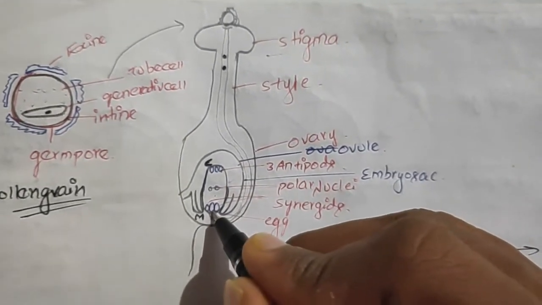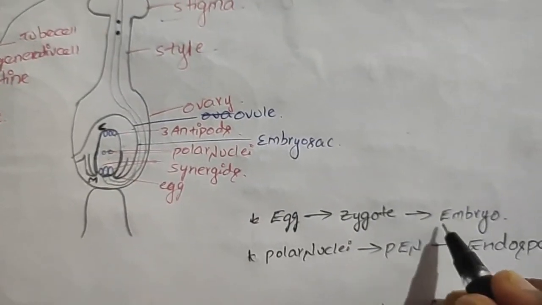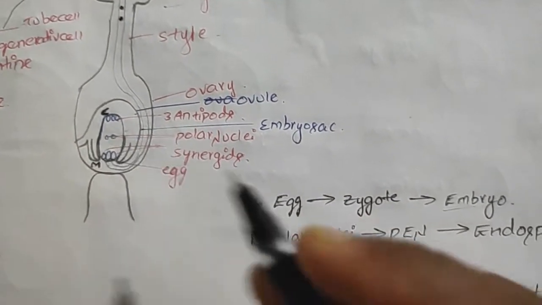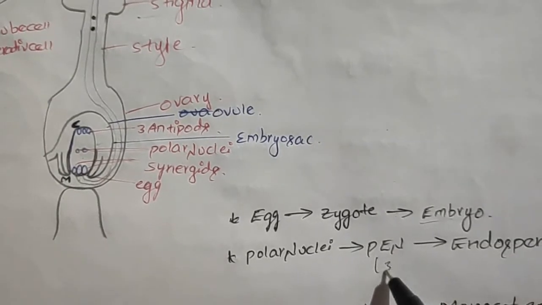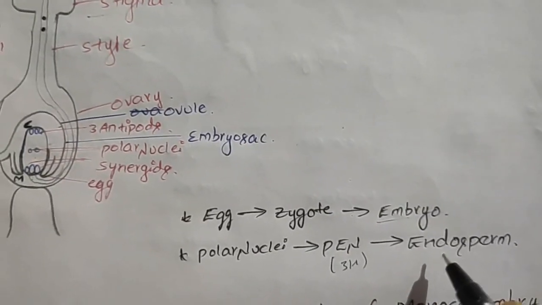One male gamete fuses with the egg and forms the zygote, and this zygote develops into the embryo, and the second male nucleus fuses with the two polar nuclei and forms the primary endosperm nucleus, which is triploid. This primary endosperm nucleus gives rise to the endosperm.